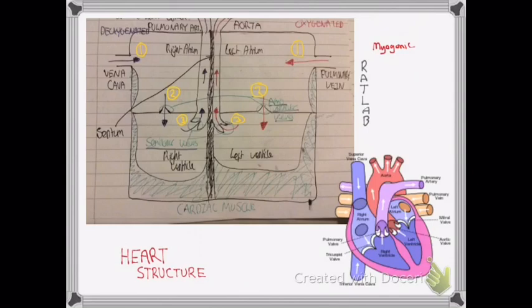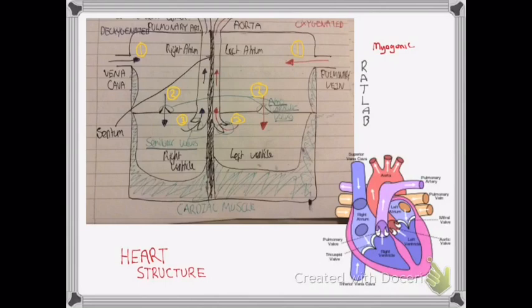So we know there's 4 chambers. You've got left atrium, left ventricle, right atrium, right ventricle. And we've got 4 vessels, 2 veins, pulmonary vein and vena cava. The pulmonary vein takes oxygenated blood from the lungs into the left atrium, and the vena cava takes deoxygenated blood from the body into the right atrium.